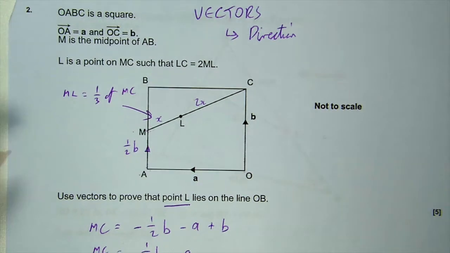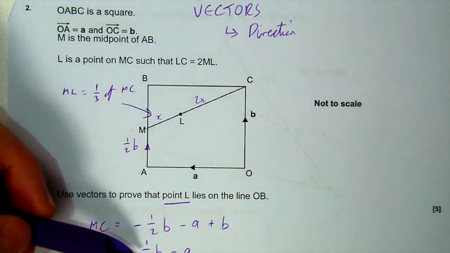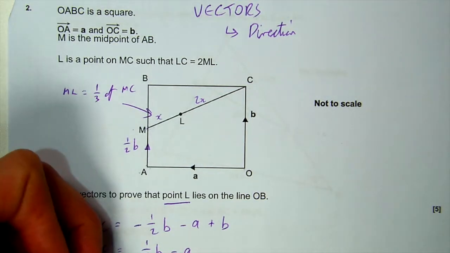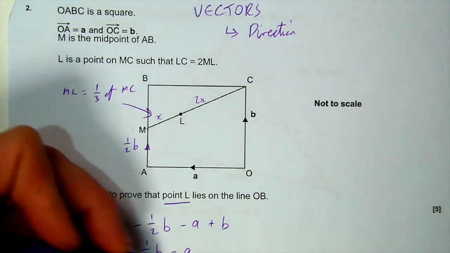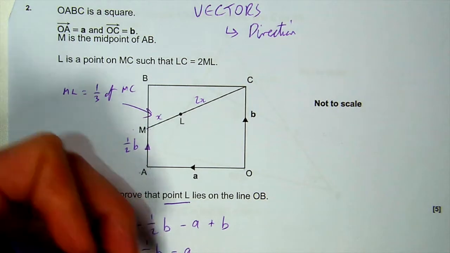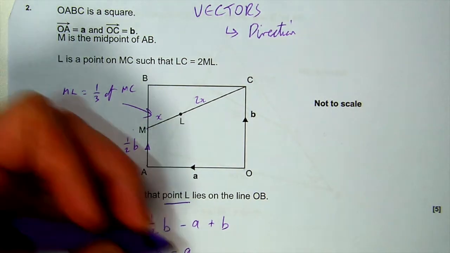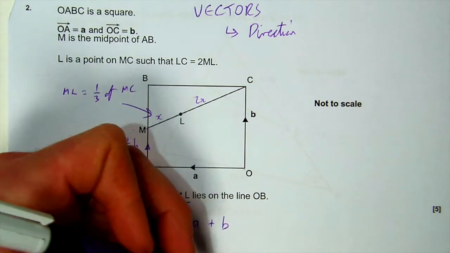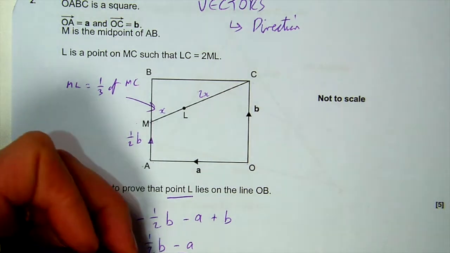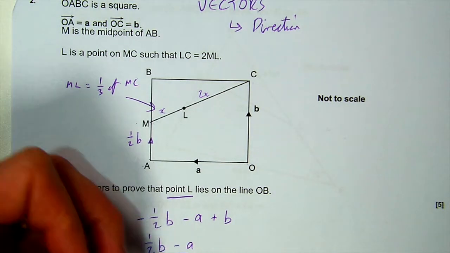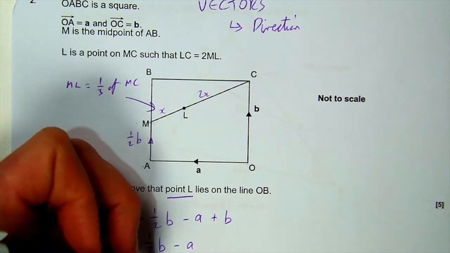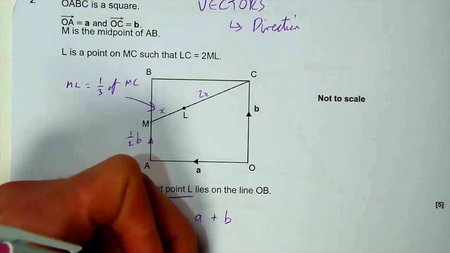Now I know what MC is, which is half B minus A. That means that ML is going to be a third of this. So I'm going to do a third of this vector. To help me with that, I'm going to use brackets first of all, and then I'm going to expand that bracket. So ML, I'm going to do a third times a half B, so that's 1/6 of B, minus a third times A, so minus a third A.